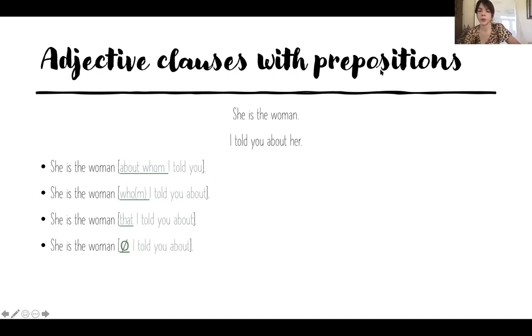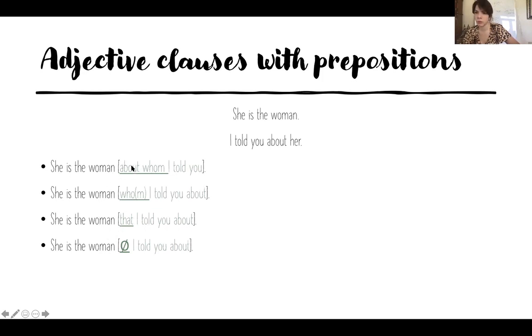So that's informal, and it uses a preposition and it uses who. She's the woman whom I told you about. She's the woman that I told you about. She's the woman I told you about. So these are all the different alternations that we can have to talk about the woman.